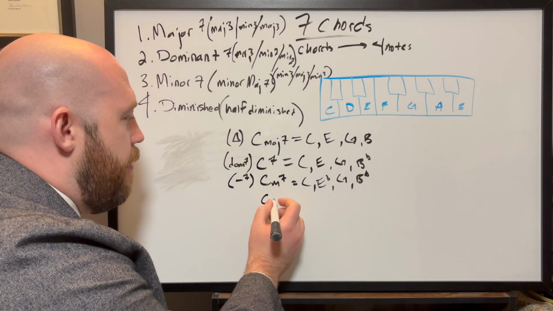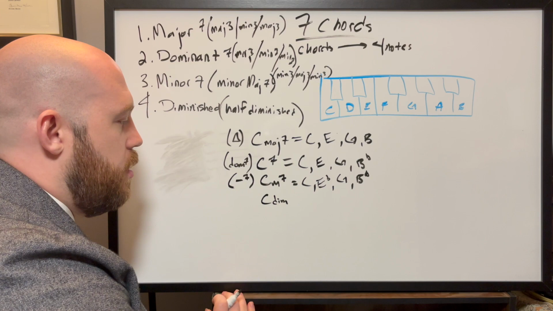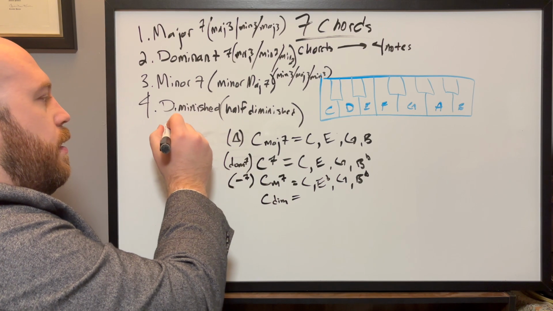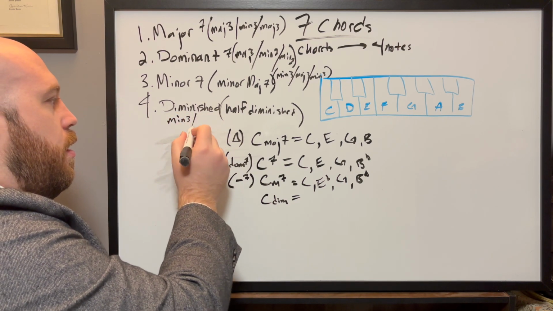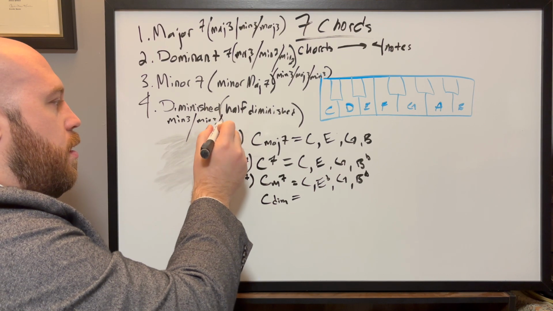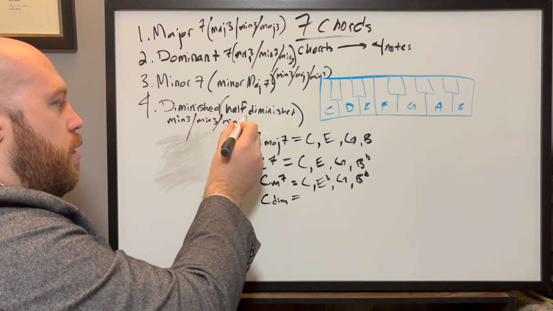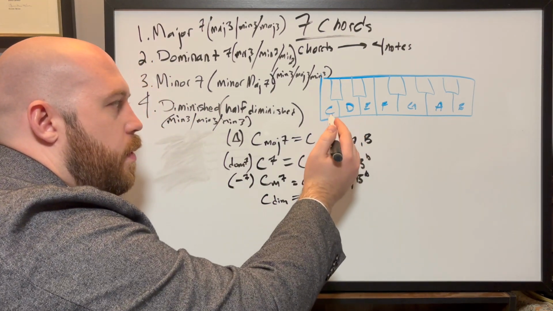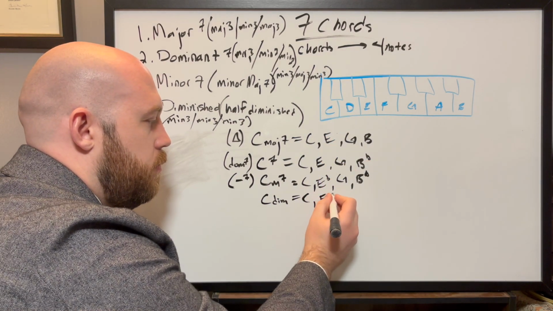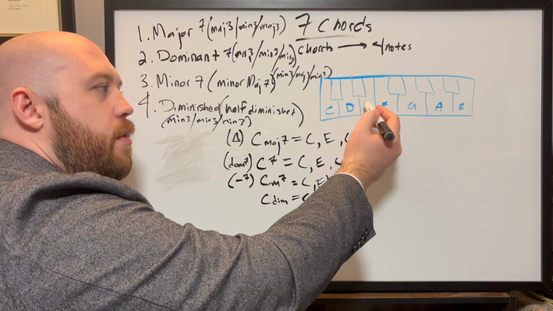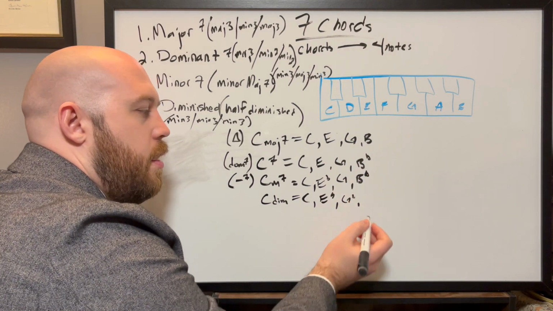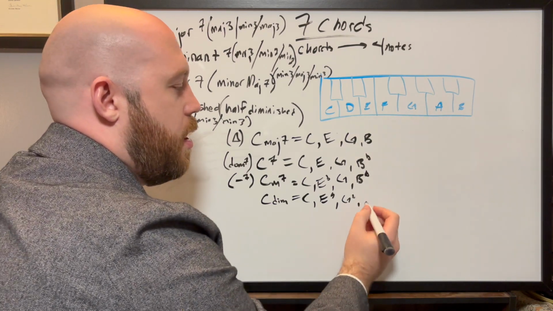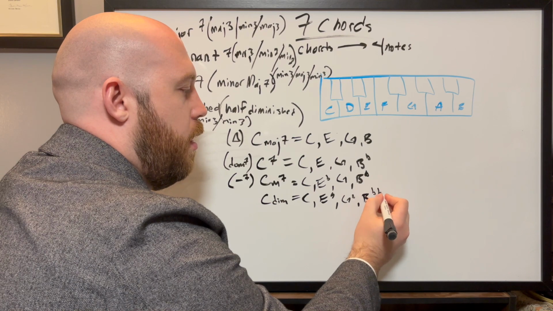Okay, and then finally we have our C diminished. This is minor third, and minor third. 3 minor thirds stacked on top of each other. So we get C. We know minor third is E flat. Another minor third, 1, 2, 3, G flat. And one more minor third, 1, 2, 3. We land on this note here. We're going to call this B double flat.